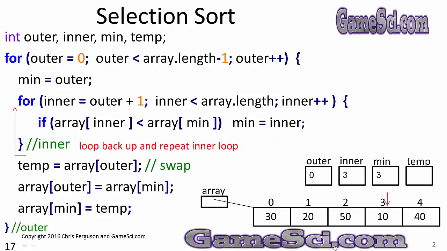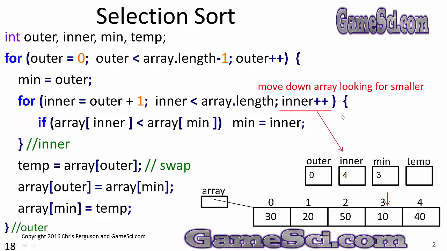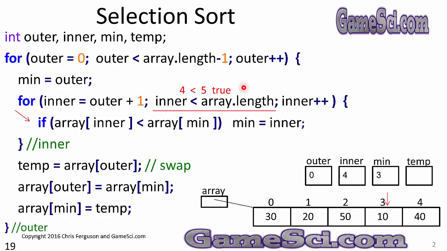Looping back up, because that's what loops do, we will increment inner once again. Inner plus plus will say check position 4. Remember, we're still doing the scan. We're still looking for the smallest value we can find in this array. 4 less than 5 is a true statement. As a true statement, we will execute the body of the loop.